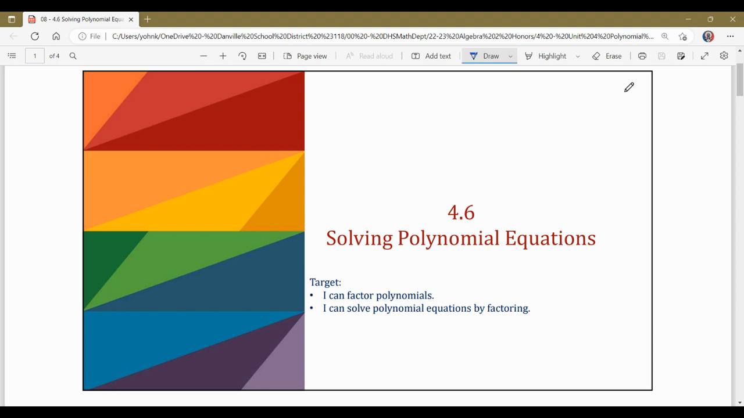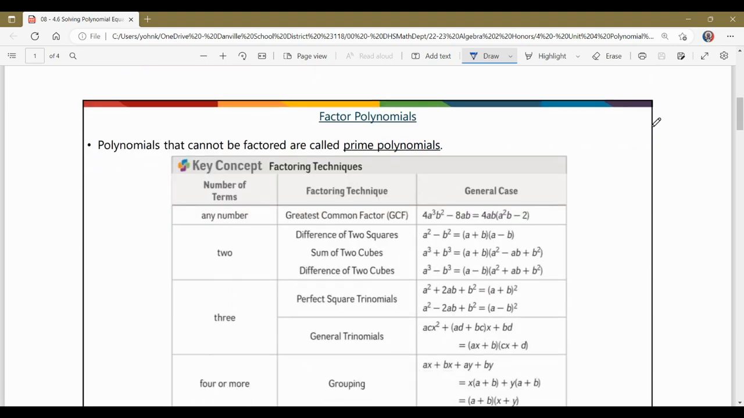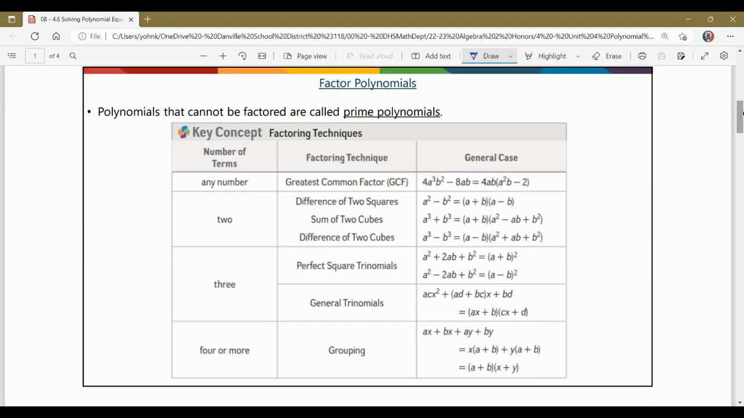Today we're going to learn how to factor polynomials and how to solve polynomial equations by factoring. So first we need to talk about the rules of factoring polynomials. The very first one that you always look for is GCF. That's when you have a common number, common letter, or a combination of numbers and letters that you can factor out of a polynomial. The next one we want to talk about is difference of two squares.